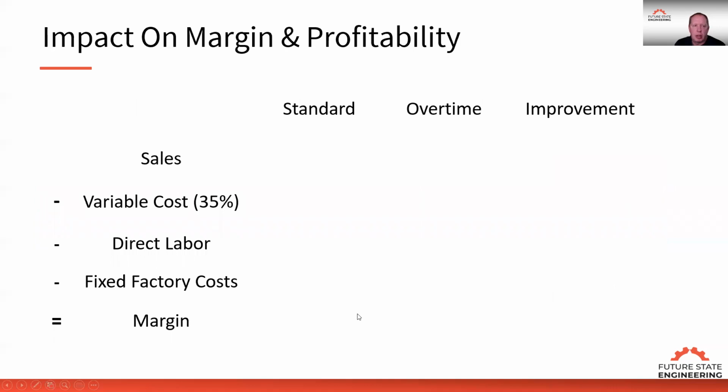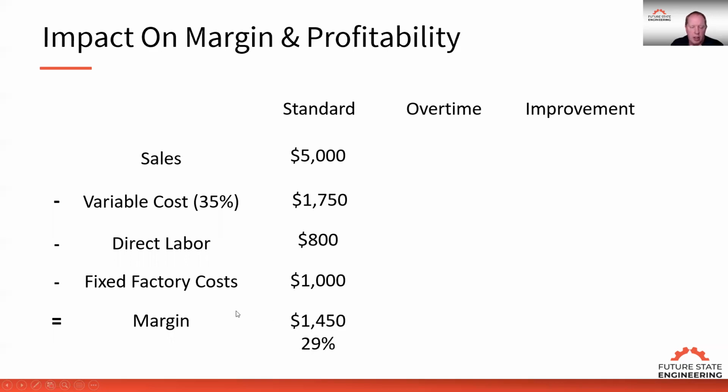But let's look at it from an impact on margin and profitability from the company perspective. So at my standard 40 hours, I get sales from those 500 units that I produce of $5,000. My variable cost is at 35%, so I have $1,750 in variable cost to produce those 500 units. My direct labor is $800. My fixed factory costs are $1,000. So my margin in this case is my sales minus my variable minus my direct labor minus my factory cost. So I have $1,450 in margin, which is 29%.